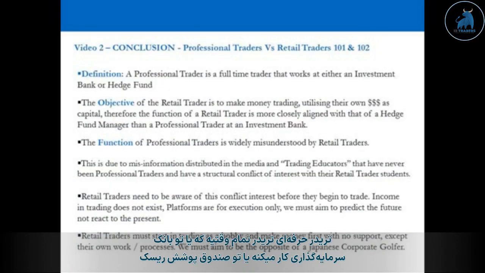A professional trader is a trader full-time that works at an investment bank, prop function, or hedge fund. The objective of the retail trader is to utilize their own money and make money from it. So you're more closely aligned to a hedge fund manager.